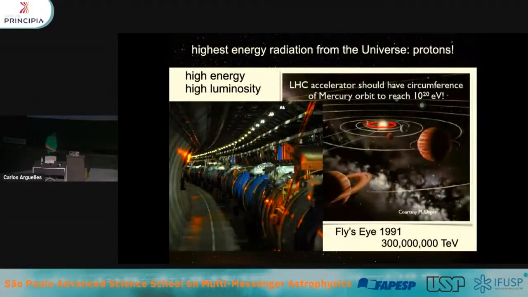So to give you a sense of scale, the highest energy cosmic ray observed was seen by Fly's Eye about 30 years ago, and it had this much energy.